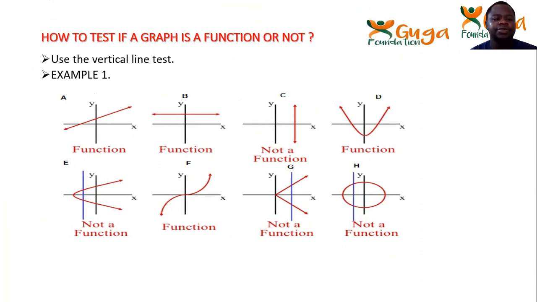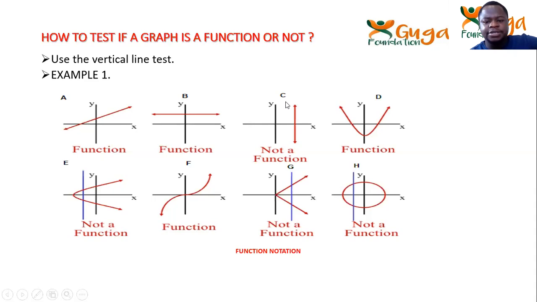Listen here, you've got example number one. Here in example number one, you've got a straight line graph. When you draw a vertical line test, it's going to cut this straight line graph once. So you've got a function, in other words, a one-to-one function. Here also, when you draw a vertical line test, it's going to cut the graph once. So you've got a function.